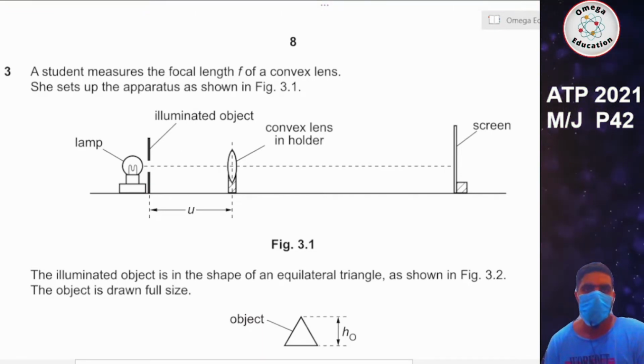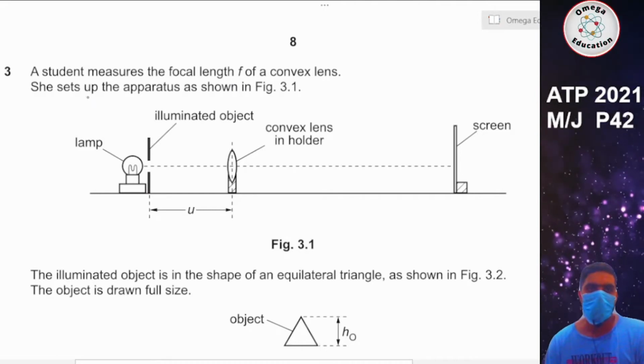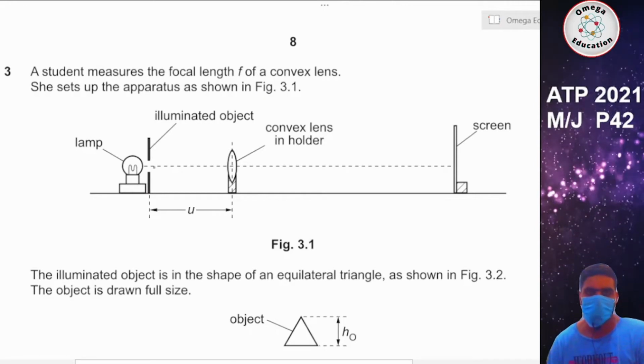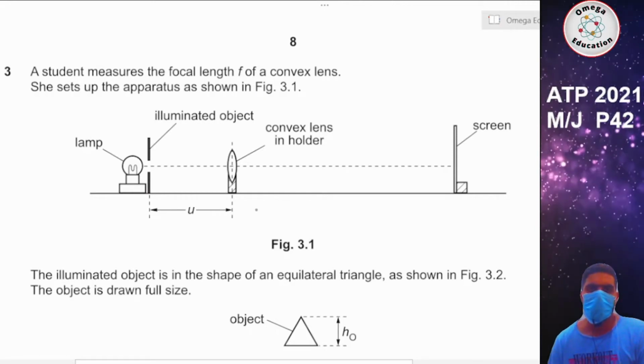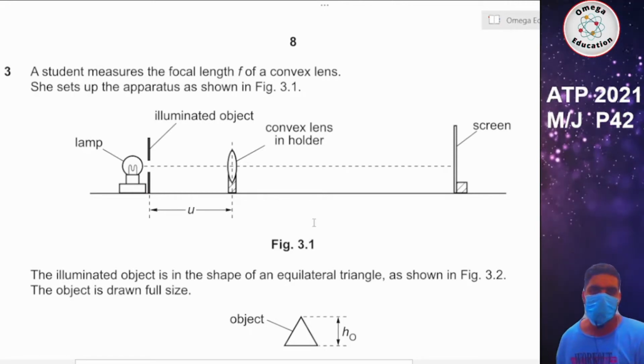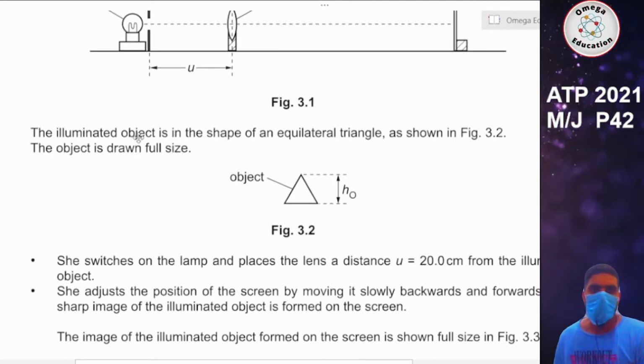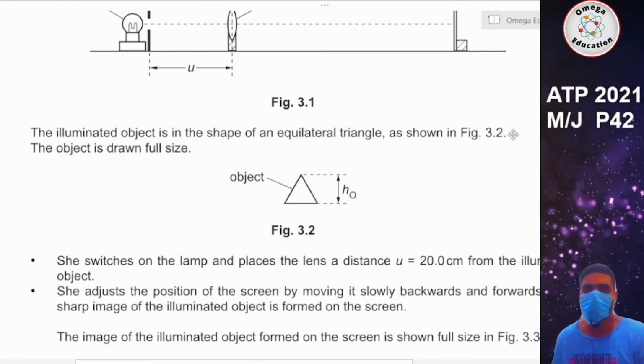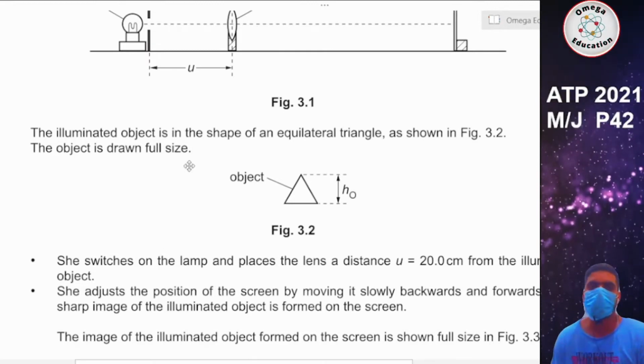A student measures the focal length f of a convex lens. She sets up the apparatus as shown in figure 3.1, and then we can see the apparatus as well. The illuminated object is in the shape of an equilateral triangle as shown in figure 3.2. The object is drawn full scale.